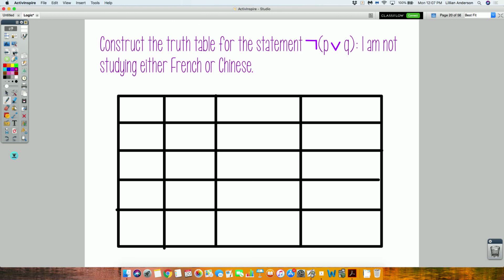We're going to now construct the truth table for this statement here, still using the same P and the same Q from the last example, except this time we're doing this particular statement which says, I'm not studying either French or Chinese. So it's the or, which would be one or the other or both, but it's the negation of that. So I'm studying neither French nor Chinese.